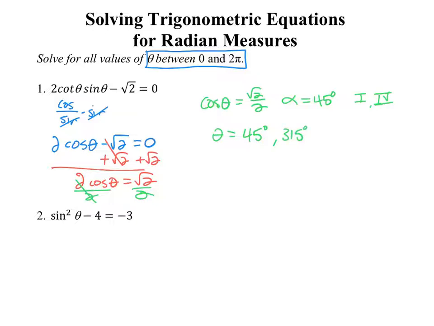Okay, now we want to make sure we give our final answer in radians. So in radians, theta would be 45 degrees is pi over 4, and 315 degrees is 7 pi over 4. Those would be our angle measures that are our answers in radians for this equation.